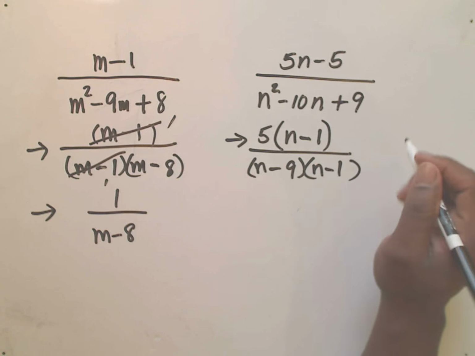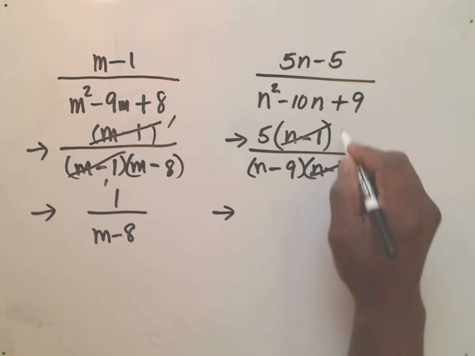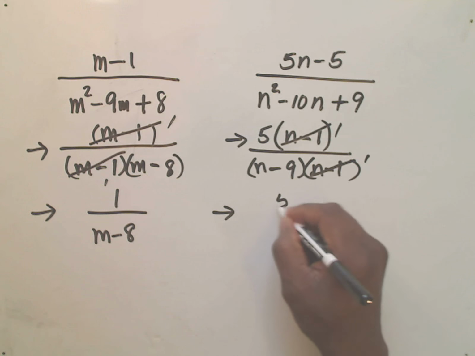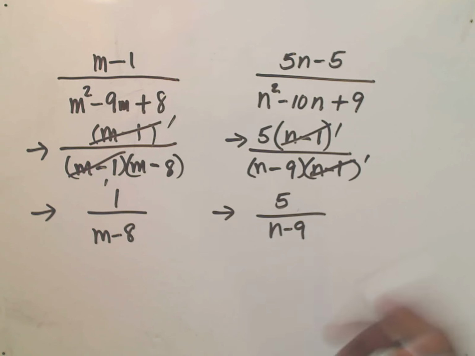So what do we end up with when we get to this point? Well, n minus 1 will cancel with n minus 1, so it leaves you with a 5 in the numerator and an n minus 9 in the denominator. Of course, times 1 is itself. And there you have it.